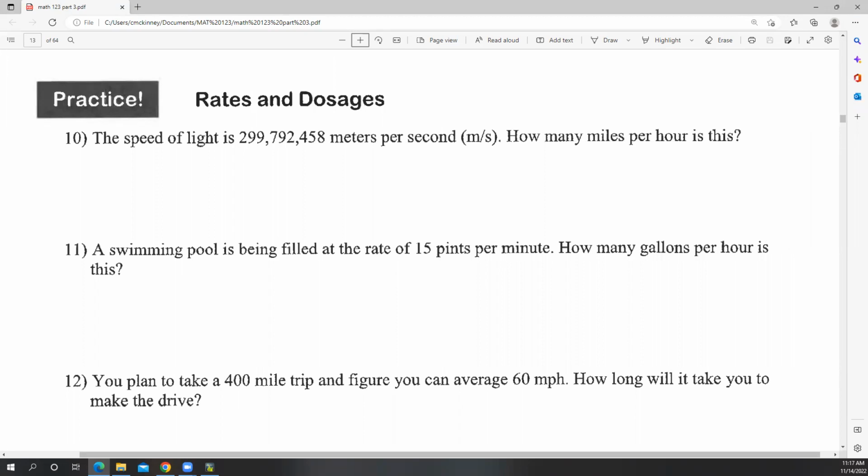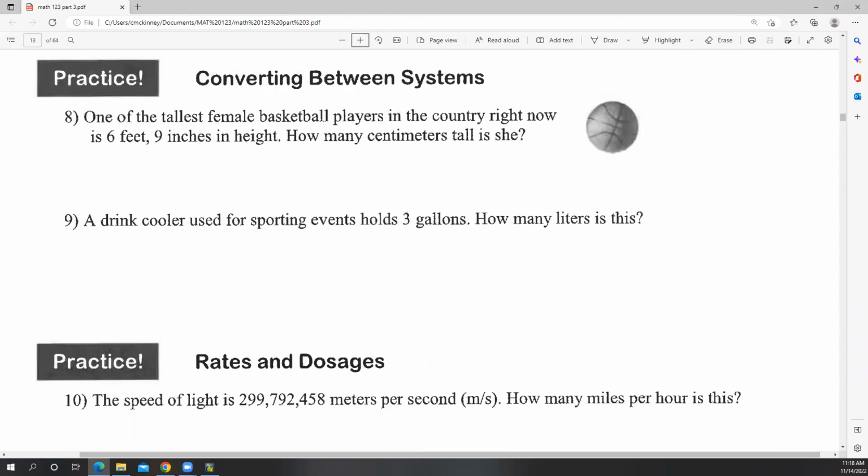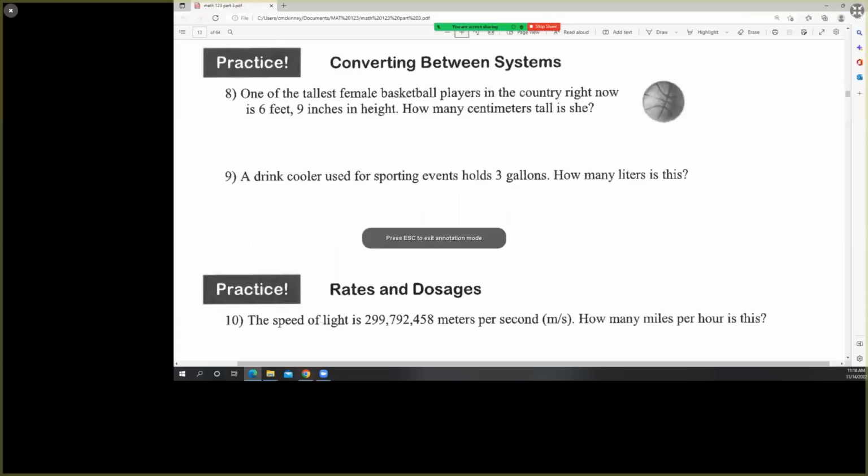Although this says rates and dosages, it should just be like a page. I just skipped over one page. We'll start with converting between systems. We'll do a couple of these for practice before you work on the second part of the homework, some of which we practiced last time.